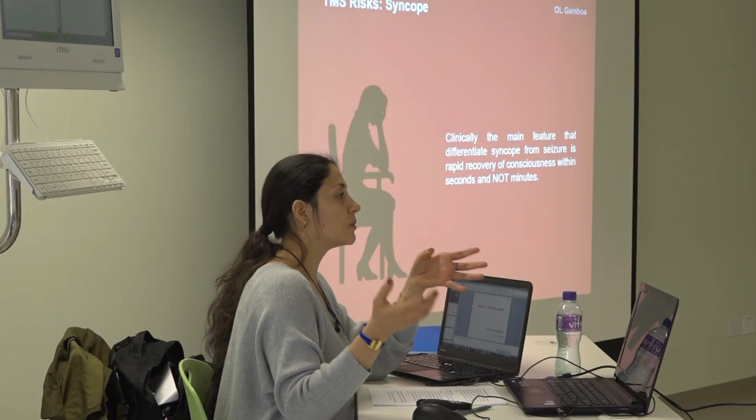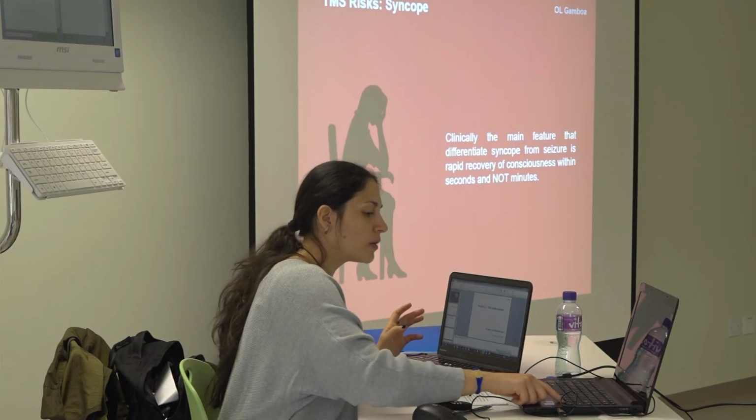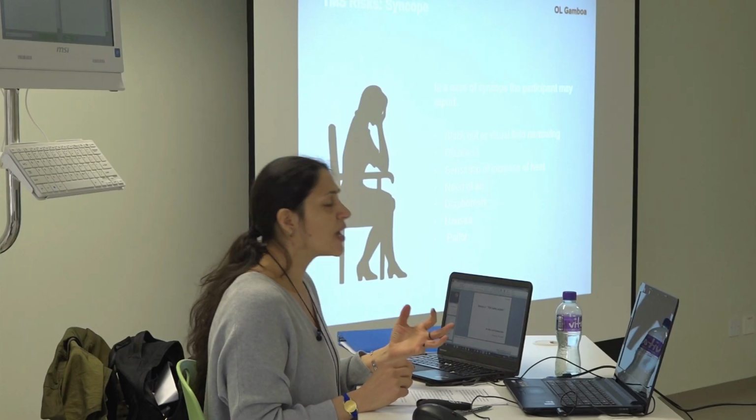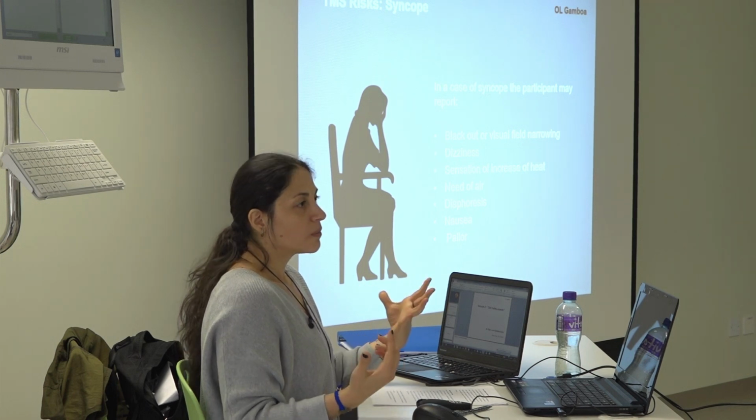And you need to learn to differentiate, because they are very different. But you need to learn how to treat them. In my experience, syncope is the most common one I have had. You really need to learn how to be prepared, because the person may suddenly report that they are seeing things black, the visual field is narrowing, and they feel dizzy, and then it's very hot, and they need to breathe, and they start to sweat, and then you see they can become pale, and they have nausea. So what would you do in that case?